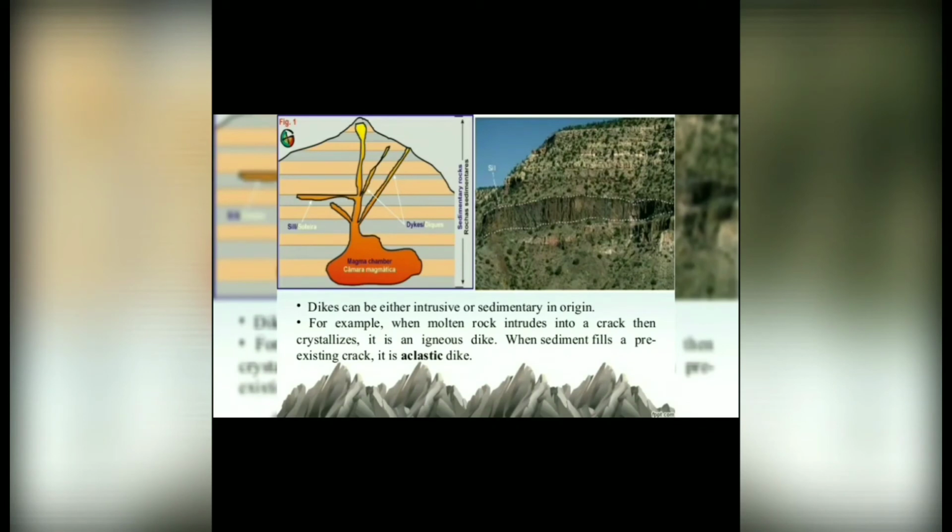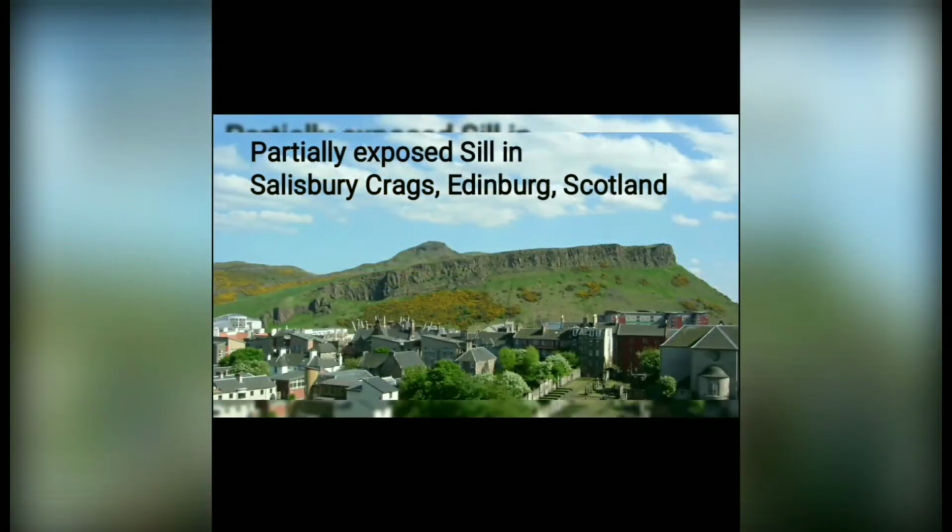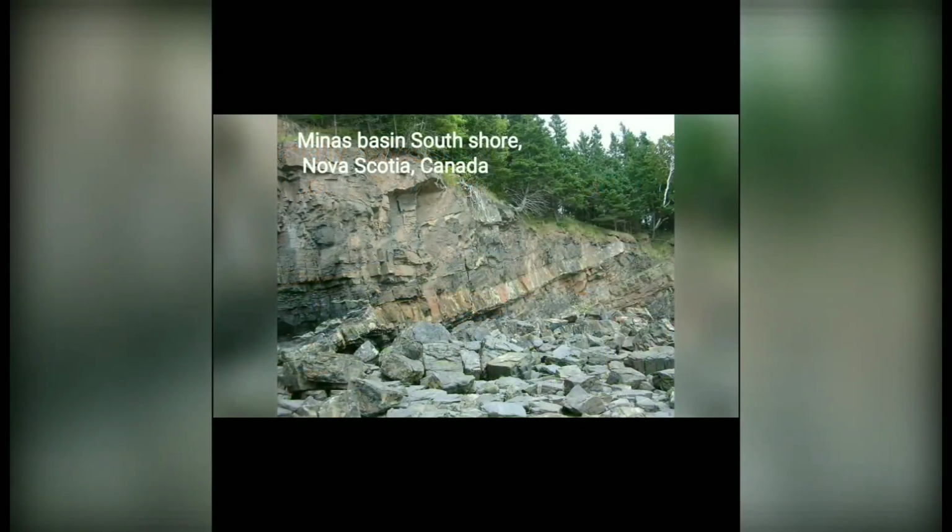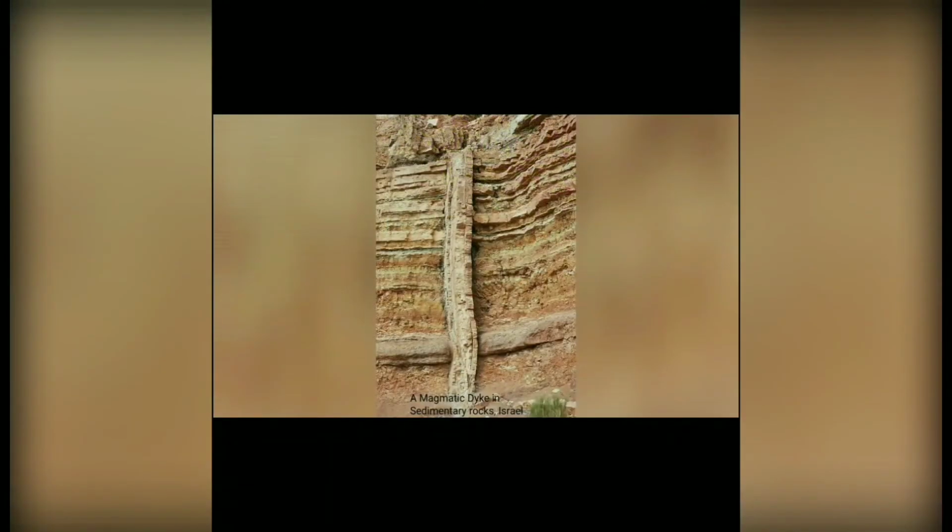A dike is a sheet of rock that formed in a fracture in the pre-existing rock. Here are pictures of sills and dikes. We can see in the picture that sills are horizontal, meaning parallel to the bedding of the other rocks, in between the older layers of the sedimentary rocks, and dikes are formed vertically in a pre-existing rock body.